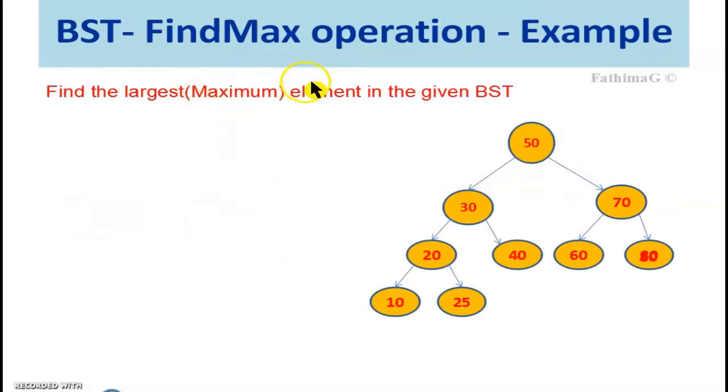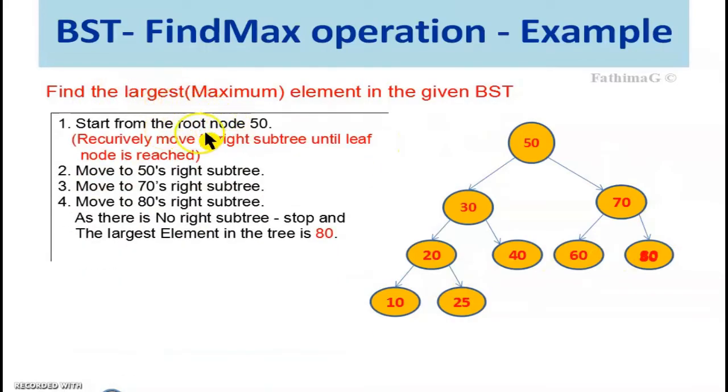Let me demonstrate the find max operation with an example. Consider the given BST. To find the largest element, start from the root node which is 50. Recursively move to the right subtree until the leaf node is reached. So, move to the 50's right subtree, then to the 70's right subtree, and then to the 80's subtree. As there is no further right subtree, the leaf node is reached. The element 80 in the leaf node is the largest element in the tree.